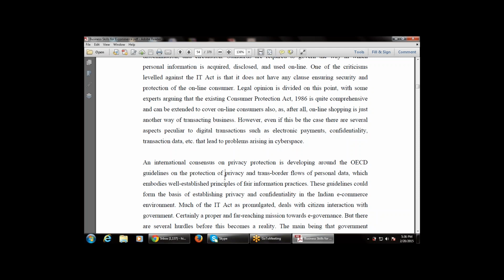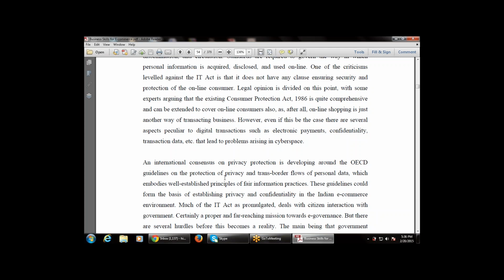So there are some guidelines available, that is the OECD guidelines for the protection of privacy and trans-border flows of personal data, which embody a well-established principle of fair information practices. These guidelines could form the basis of establishing privacy and confidentiality in the Indian e-commerce environment. So whenever we use the various guidelines of the OECD, that forms the basis of establishing privacy and confidentiality in the Indian e-commerce environment.